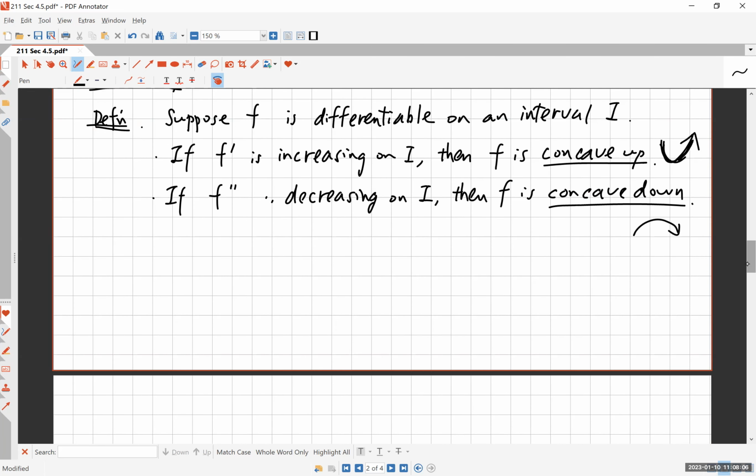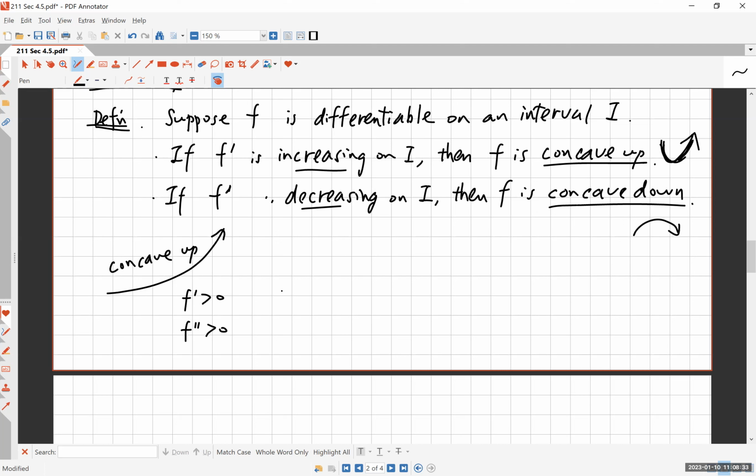Oh, sorry, something's wrong here. If f prime is increasing and if f prime is decreasing, then the first function is concave up, the second one concave down. All right, so you have this function that looks like this. This is where f prime is positive, f double prime is positive. So this is concave up.